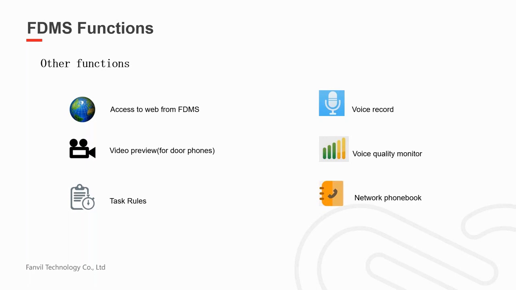And also, we can support the video preview for door phones and also the intercom devices. That means you can use the SIP phone to make SIP video calls with our door phones and our video SIP phones. But if you have our FDMS server, you can also get the video preview on the FDMS graphic UI, but not in other special apps or other SIP phones. It will also be very useful.